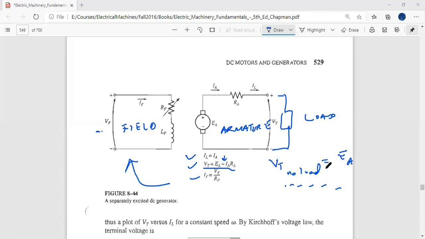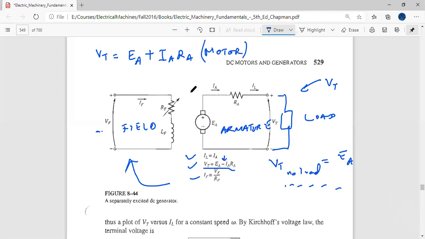So these markings have already been made from that YouTube video. The only difference between a motor and a generator: in the motor, the equation looked like this. We were supplying it with VT as input. So VT was equal to back EMF, the armature induced EMF, plus IARA. This was for the motor. And in a generator, the only difference is that this plus sign has been replaced with a minus sign.